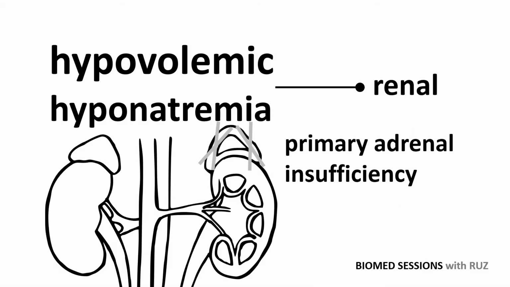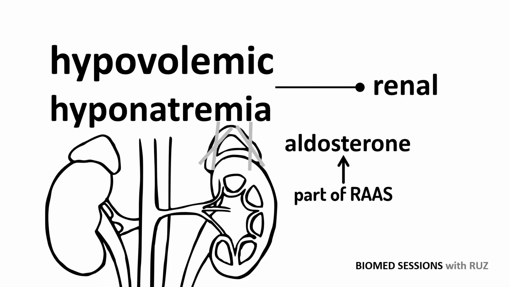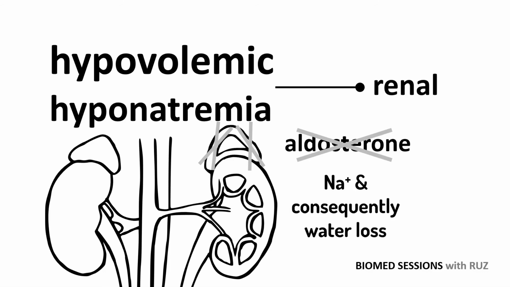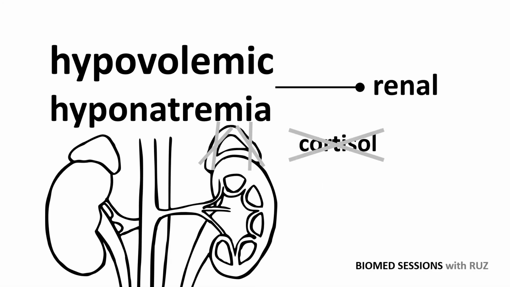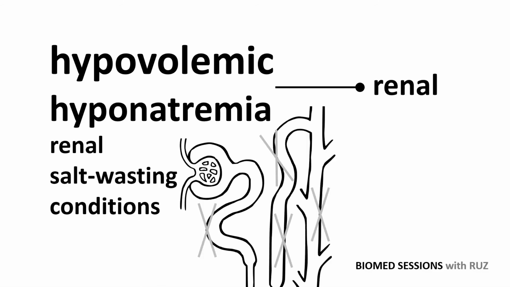Primary adrenal insufficiency is a less common cause in which inadequate production by the adrenal gland of the mineralocorticoid hormone aldosterone leads to sodium and consequently water being lost via the kidneys. Also, in this condition, there is a lack of cortisol, which is a glucocorticoid hormone which usually suppresses ADH release. In the absence of cortisol, ADH has even more freedom to dilute blood with water. There are also renal salt wasting conditions which cause volume depletion due to abnormalities in sodium transport.